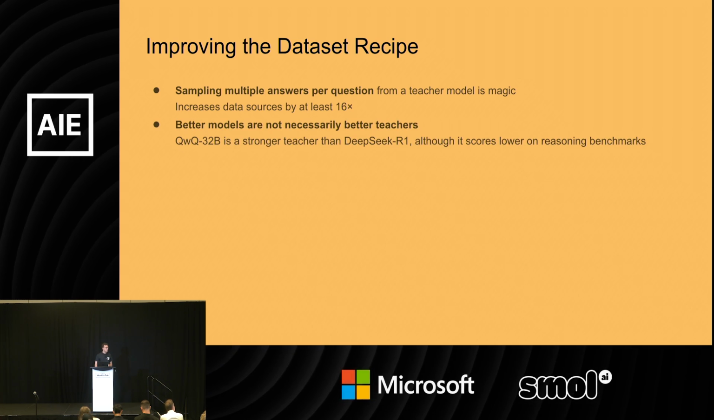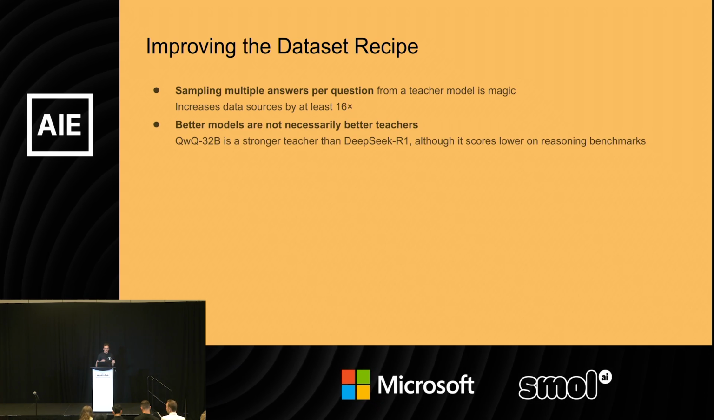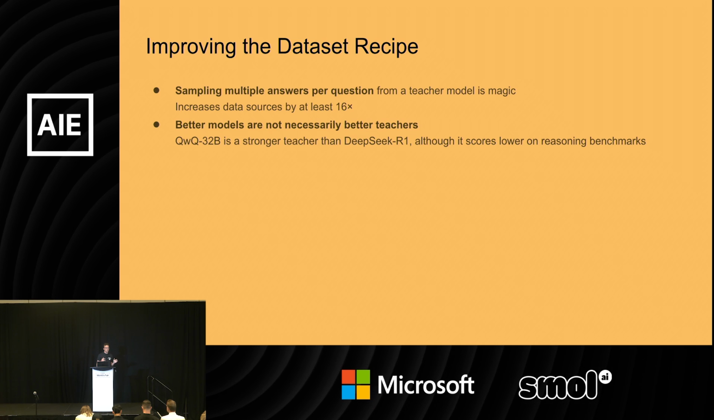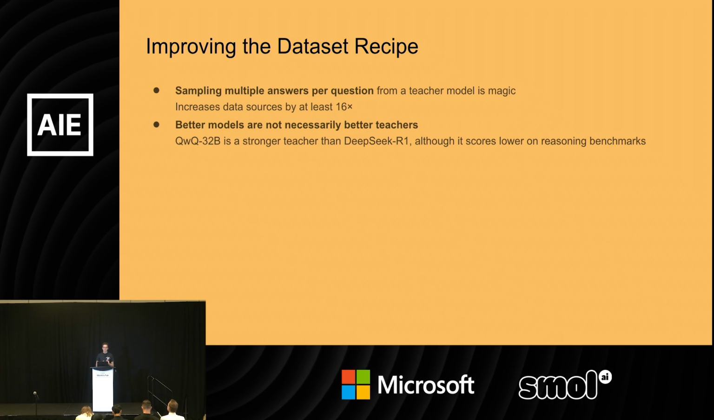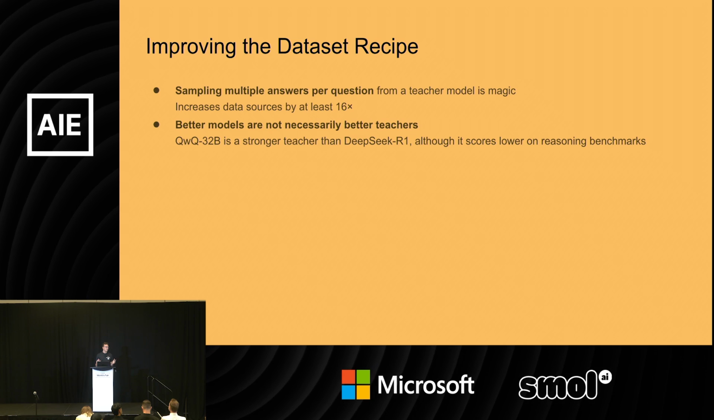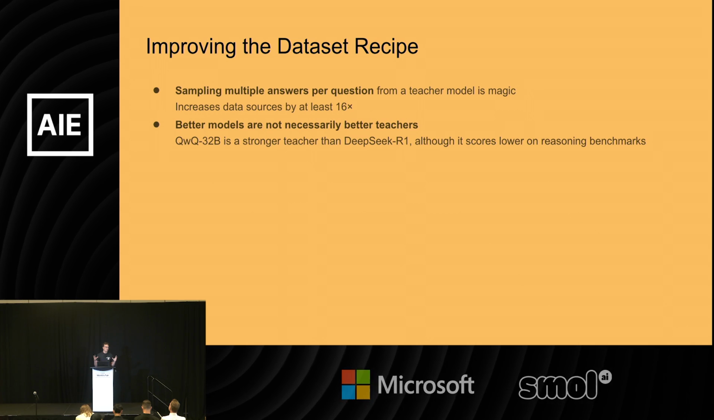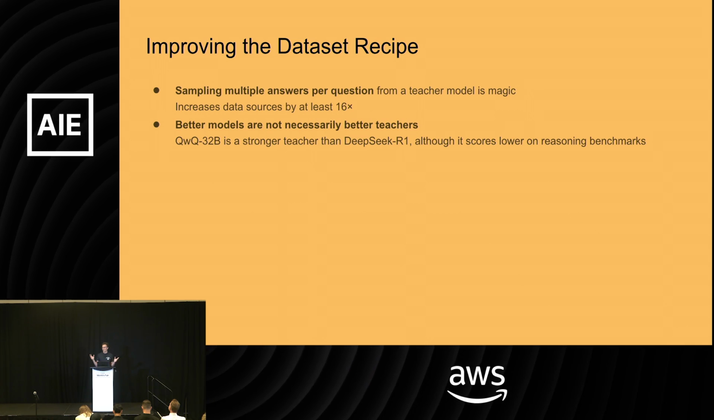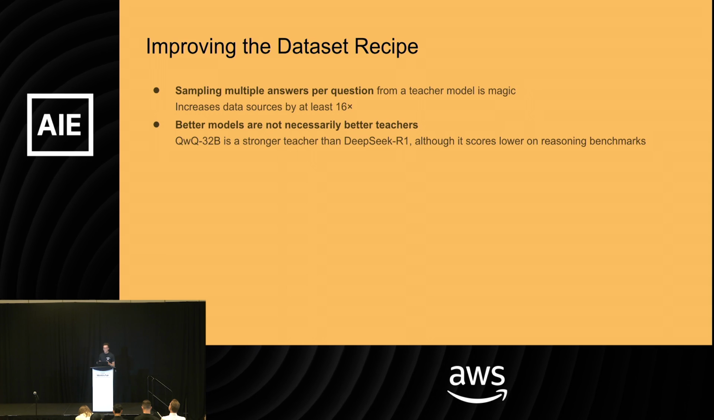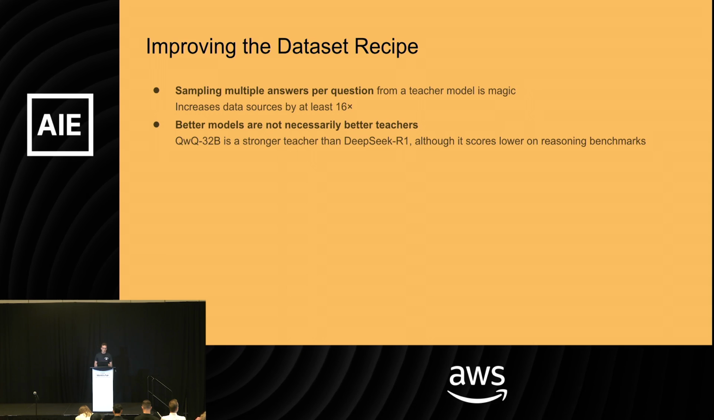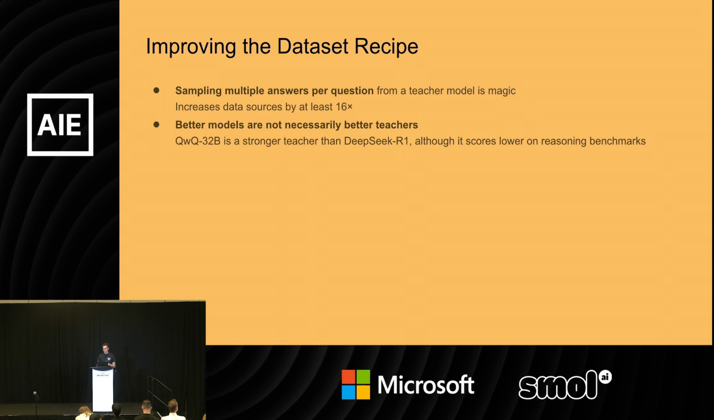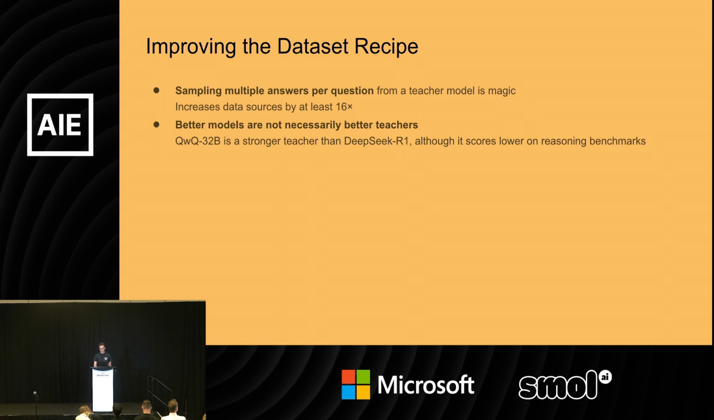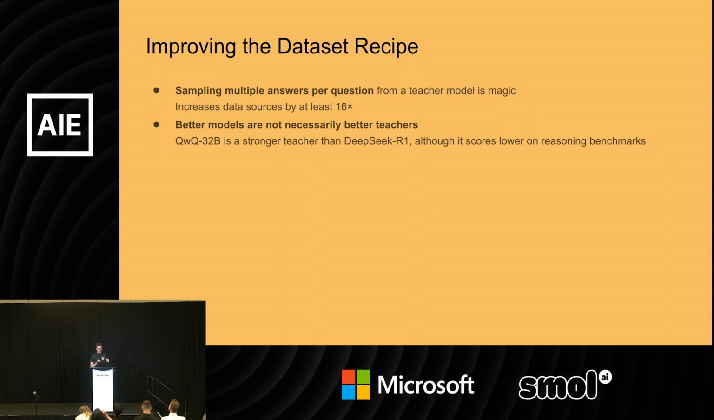But the other surprising thing that we found was that a better model in terms of its own performance on evaluation benchmarks does not necessarily mean it's a better teacher model. I think a good way to think about this is a brilliant researcher who's maybe a terrible lecturer, right? We found specifically Qwen 32b was a stronger teacher model than DeepSeek R1. So we switched to that in our recipe, even though previously everyone has been using R1.